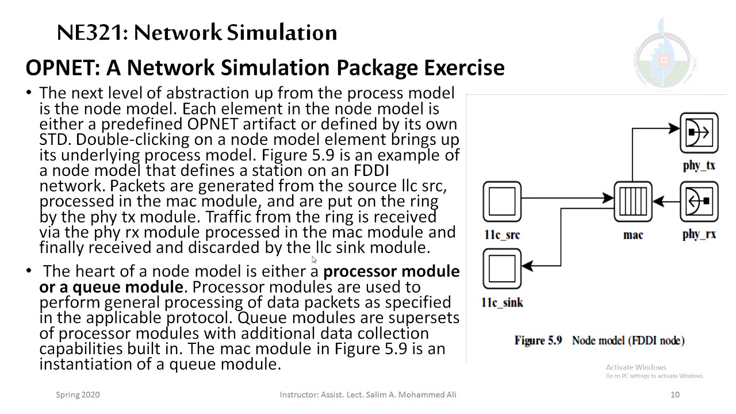Okay, the heart of the node model is either a processor module or a queue module. Processor modules and queue modules are different. Processor modules are used to perform general processing of data packets as specified in the typical protocol, while queue modules are supersets of processor modules with additional data collection capabilities. The MAC module in the figure is an instantiation of the queue model. This MAC model is an instantiation or definition of the queue model we are talking about.